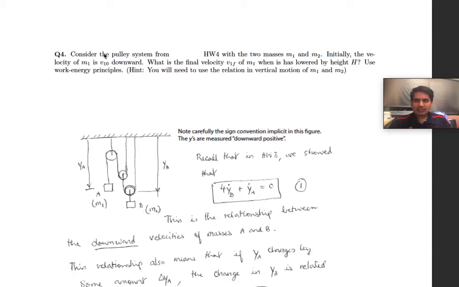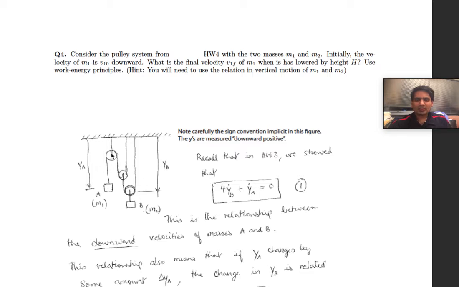Okay, here is another problem that involves using work energy principles in the context of a constrained pulley system. Here's the problem. Consider the pulley system from homework number 4. This was a problem where you had to solve for the accelerations of the masses using essentially F equals ma and free body diagrams. So that's the setup.